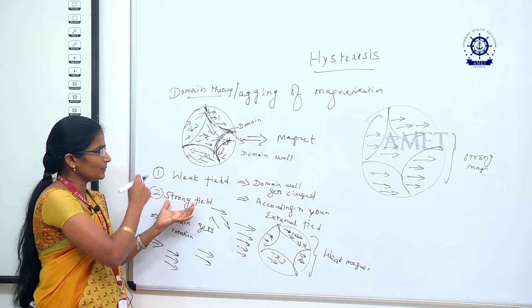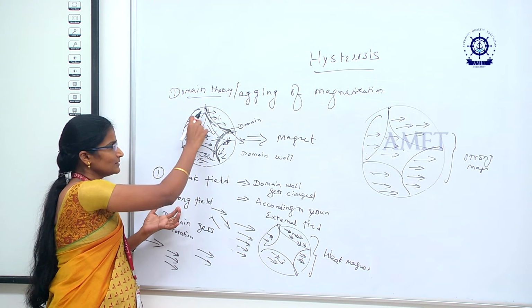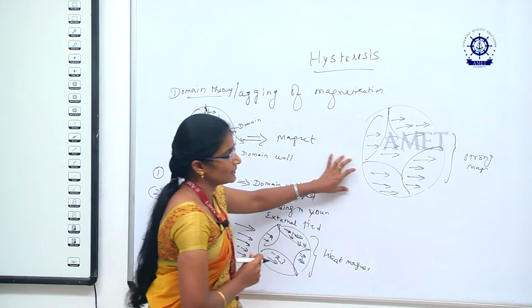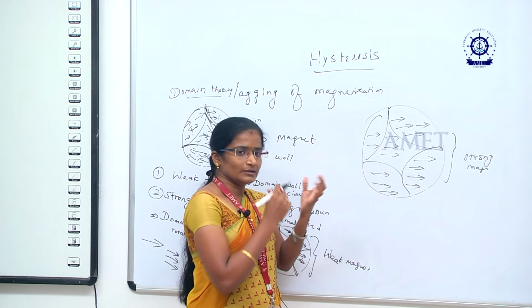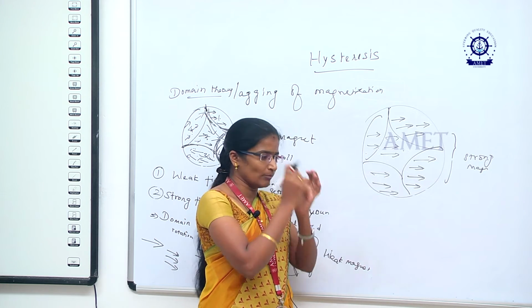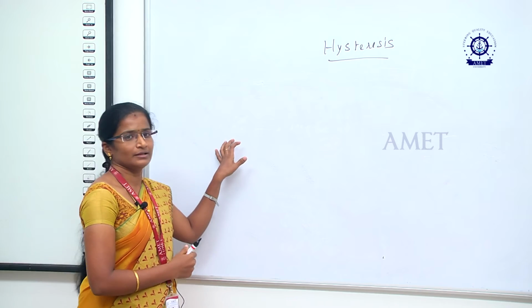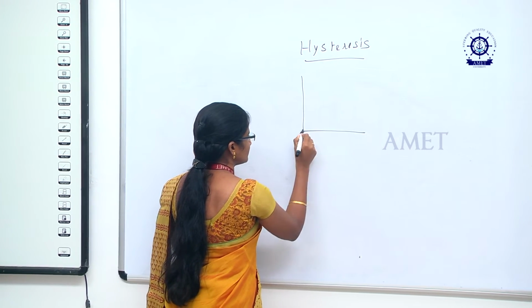In the case of applying some strong field on this material, all the spins in the domain change their direction according to your field. That time it acts as a strong magnet. So this is the main process. We are converting one normal material into magnet. So based on the domain theory, we have to explain the hysteresis process.